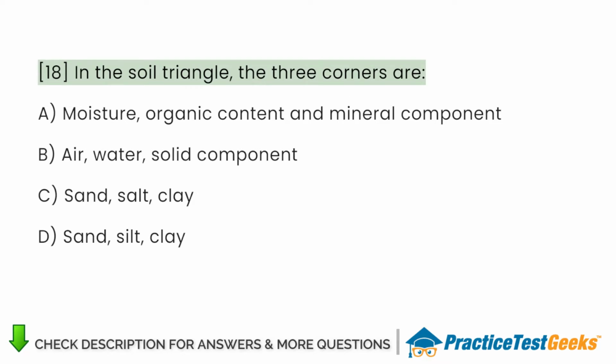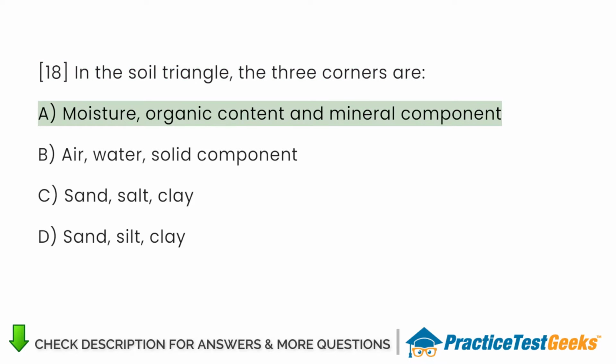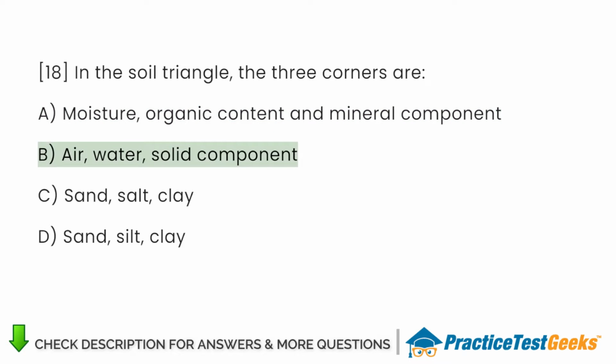In the soil triangle, the three corners are A. Moisture, organic content and mineral component. B. Air, water, solid component. C. Sand, salt, clay. D. Sand, silt, clay.